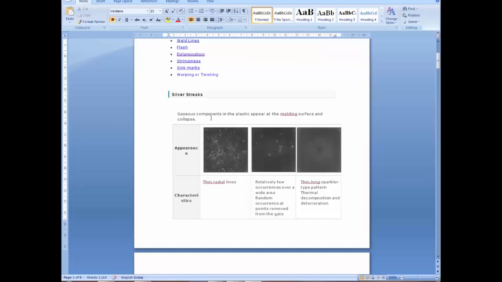Gaseous components in the plastic appear at the molding surface and collapse. Thin radial lines: sometimes you will see in a plastic part some very fine, thin radial lines. That means there was some gas, maybe oxygen, inside the mold, inside the cavity, and then it suddenly burst out. So it will show in the form of white lines, like this.